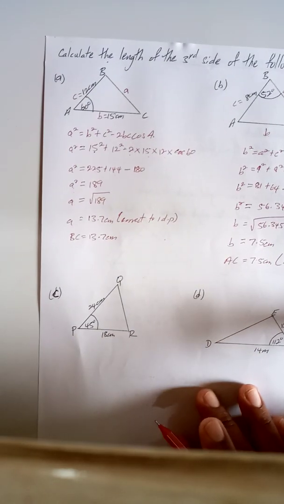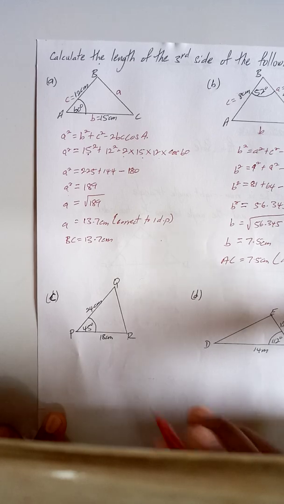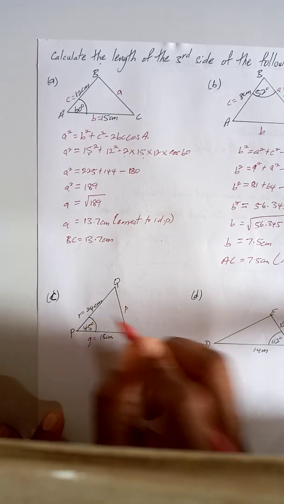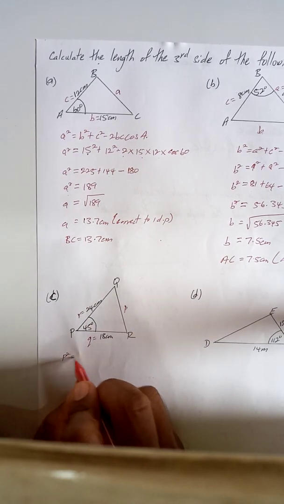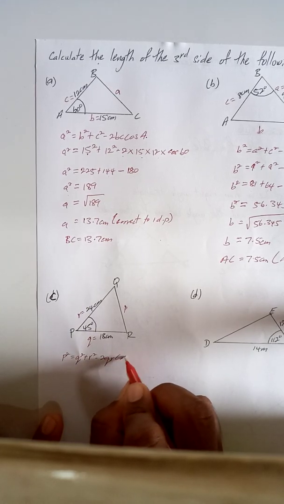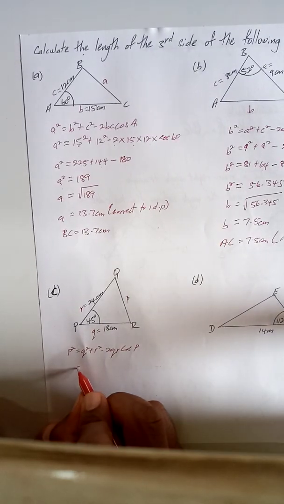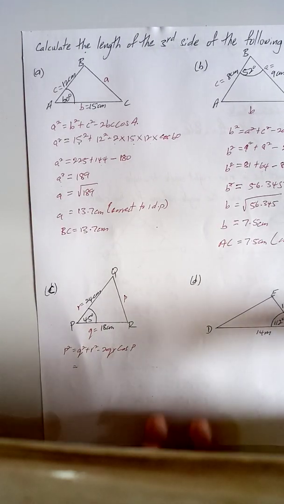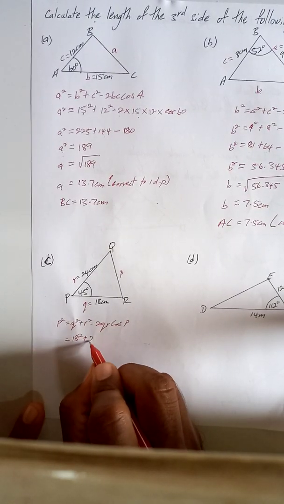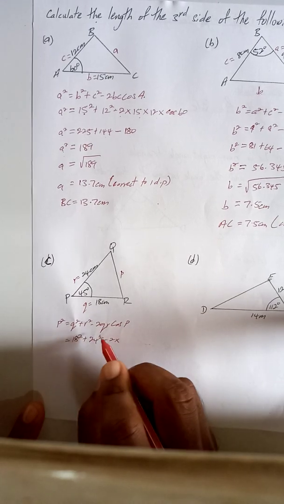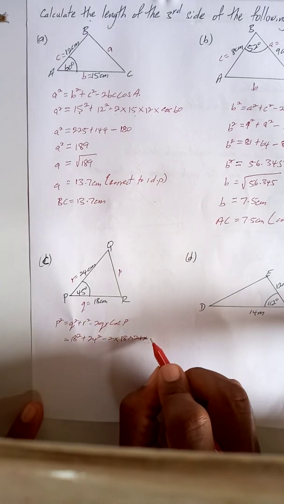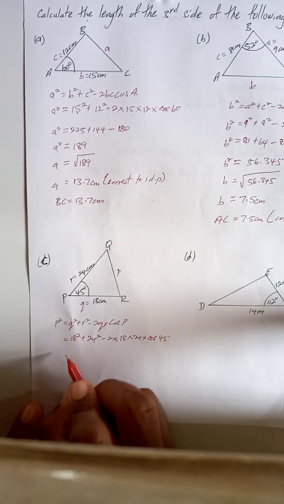Alright, let us look at another problem. Label the opposite side in common letters, so Q equals that, R equals that. We need to find P, so P squared equals Q squared plus R squared minus 2QR cos P. Now let us substitute what is given. Q will be 18 squared plus 24 squared minus 2 times Q, which is 18, times R, which is 24, times cos 45.